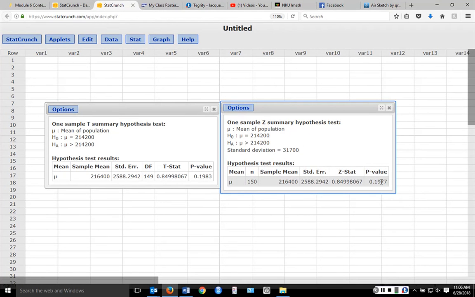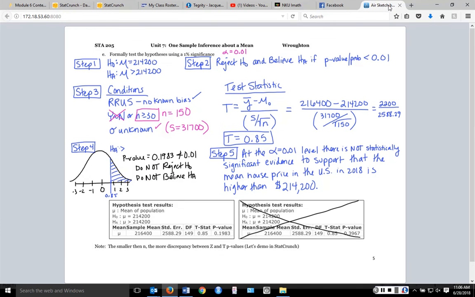Okay, so you will get a slightly different p-value if you use a z, which can end up affecting your answer, especially if your sample size is smaller than the one that I have here. Right, so hopefully you feel pretty comfortable with that. Make sure you feel good with using StatCrunch to get the p-value there as well.